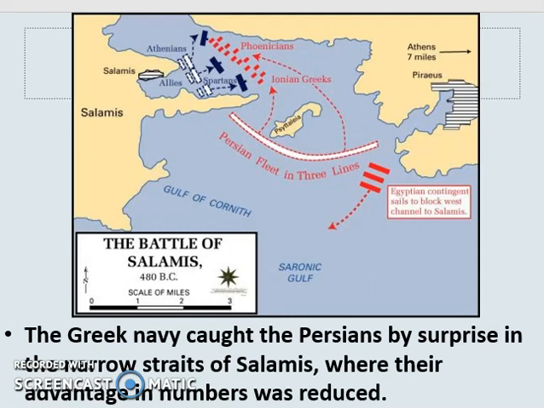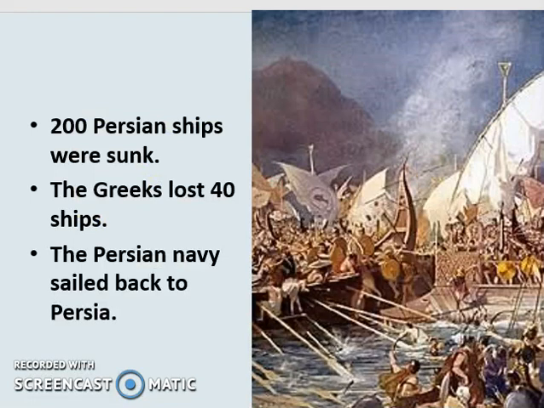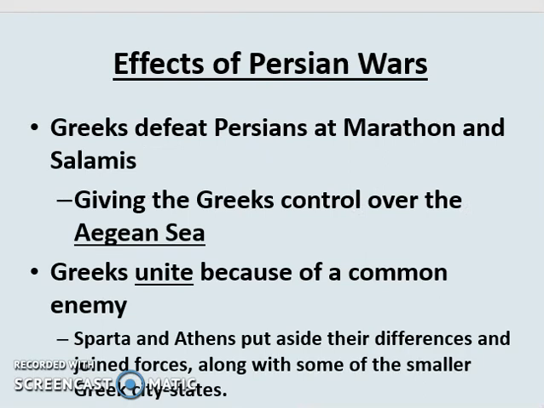The Greek navy caught the Persians by surprise in the narrow Strait of Salamis, where their advantage in numbers was reduced. So if you take a look here, we have the Persian fleet coming in, and the Athenians and the Spartans, who are paired up here, are going to fight against the Persians. 200 Persian ships in all were sunk. The Greeks only lost about 40 ships, and the Persian navy did sail back to Persia.